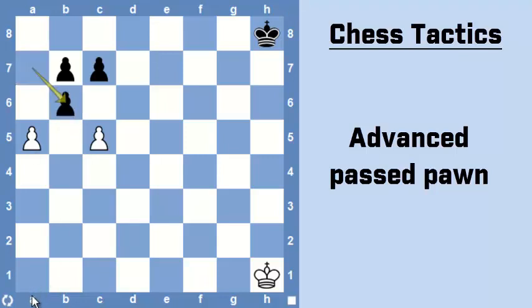Now, observe how the A file is now free. So we are going to manipulate other pieces to take advantage of the free A file by sacrificing this particular pawn. So if black decides to take this, now everywhere is entirely free. Just push up the pawn, and the pawn goes up and up to become a queen.